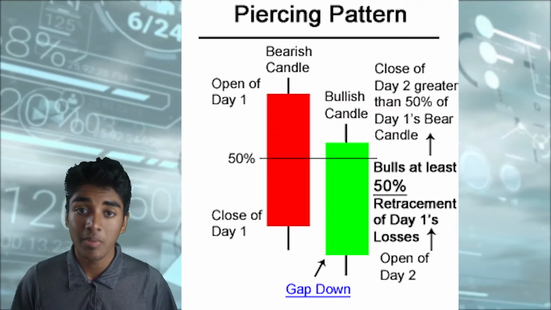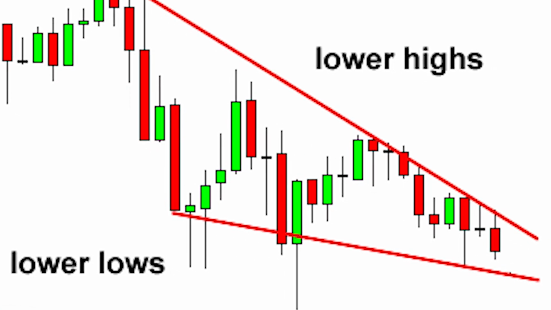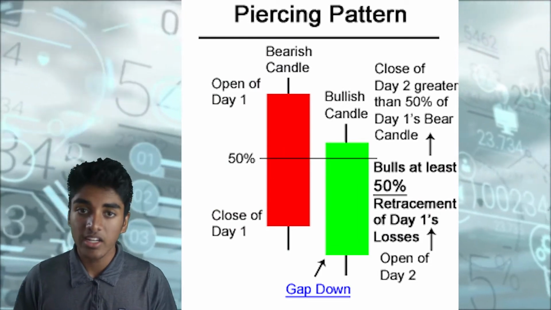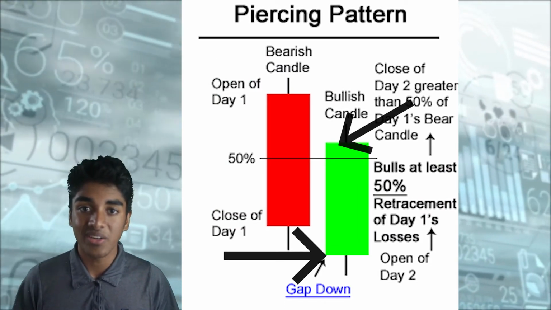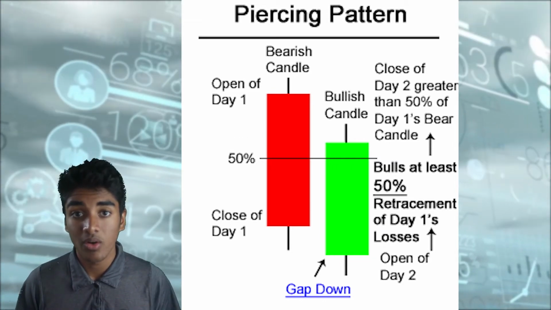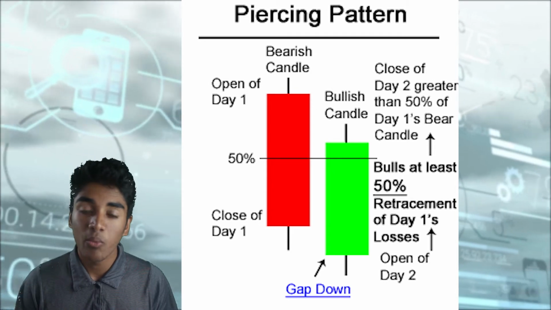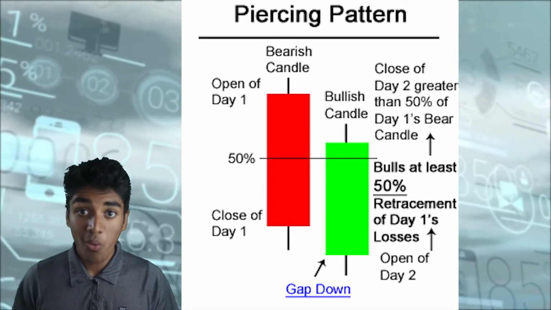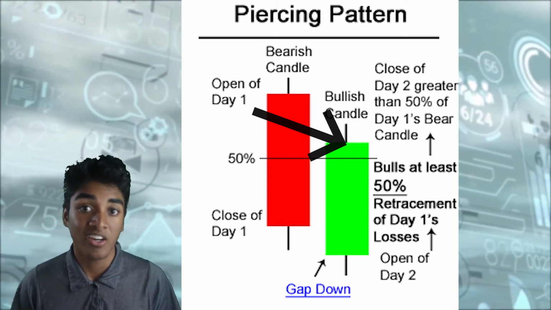Here are 2 things to remember when identifying the piercing pattern. There has to be a downtrend prior to this pattern. The green candle on day 2 opens with a gap and closes above the middle of the preceding red candle. Here are 2 things to look out for when trading the pattern. Look for a potential bottom in a downtrend where this pattern may form. Second, wait for the closing of the 2nd candle before being sure that this pattern has formed.